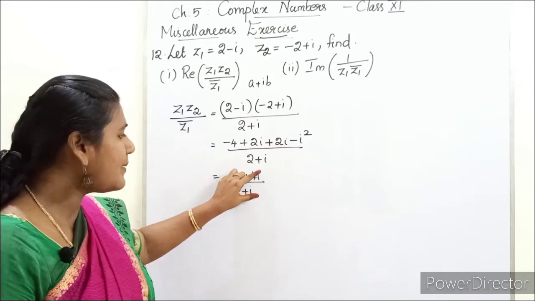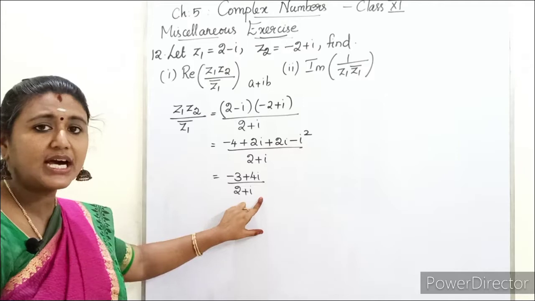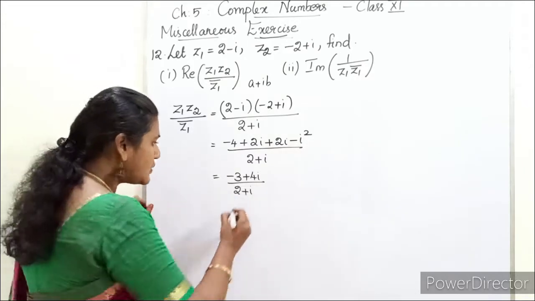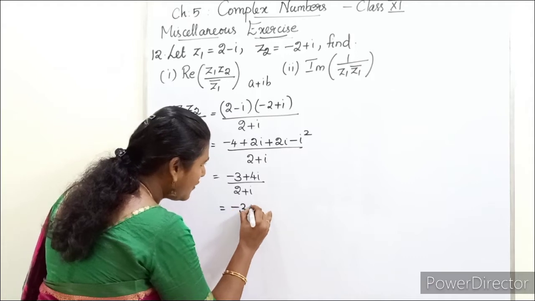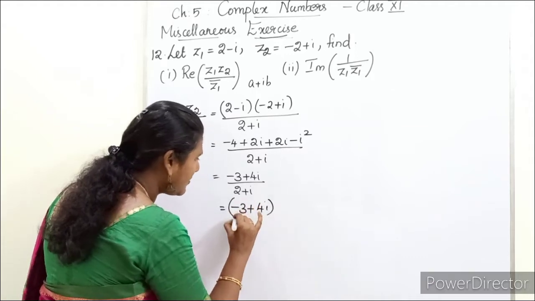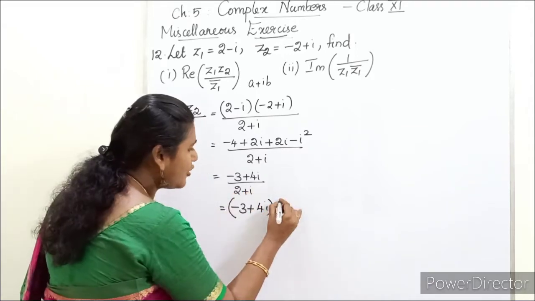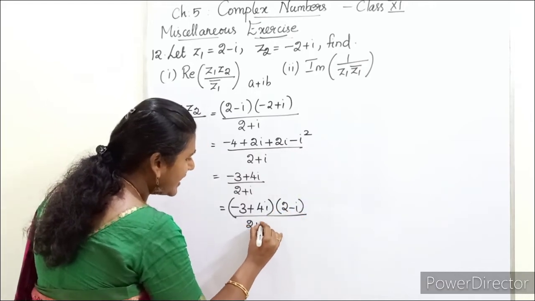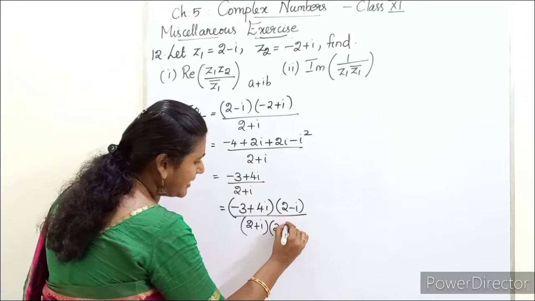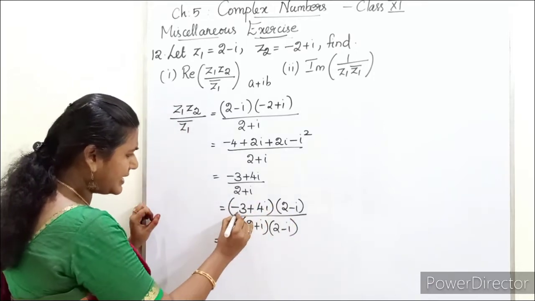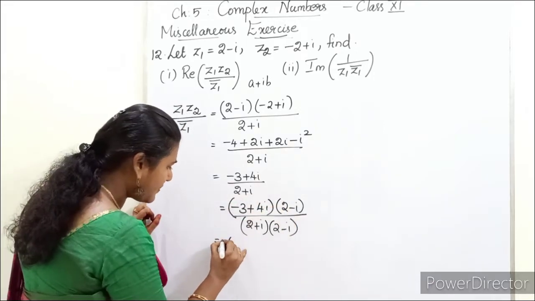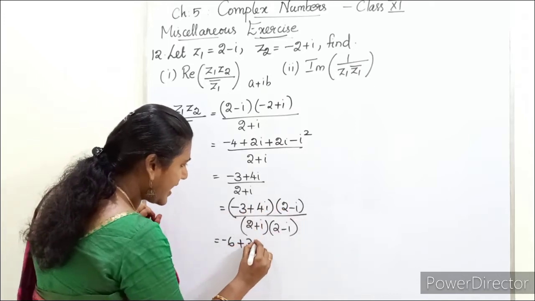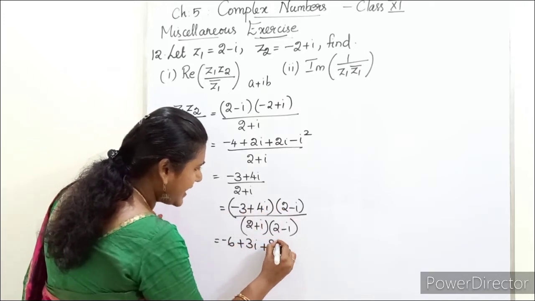By multiplying both numerator and denominator by the conjugate of this complex number. So we are going to multiply both numerator and denominator by the conjugate of the denominator, that is 2 minus i. So (2 plus i) into (2 minus i). Now again we will multiply. Minus 3 into 2 is minus 6. Minus 3 into minus i is plus 3i plus 8i.